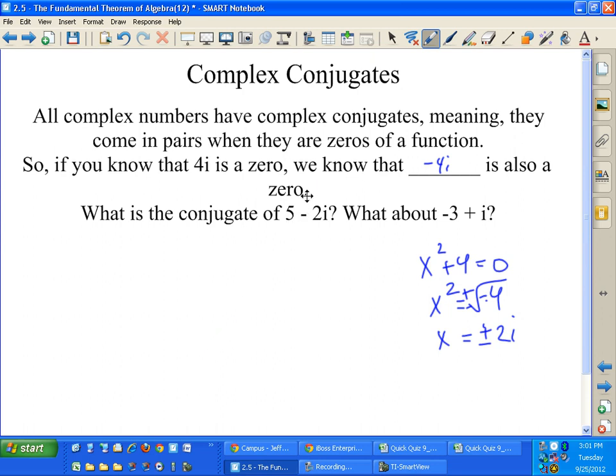So what is the conjugate of 5 minus 2i? That would be 5 plus 2i. And what is the conjugate of negative 3 plus i? That would be negative 3 minus i. And so these guys would be solutions to the problem as we're going through.